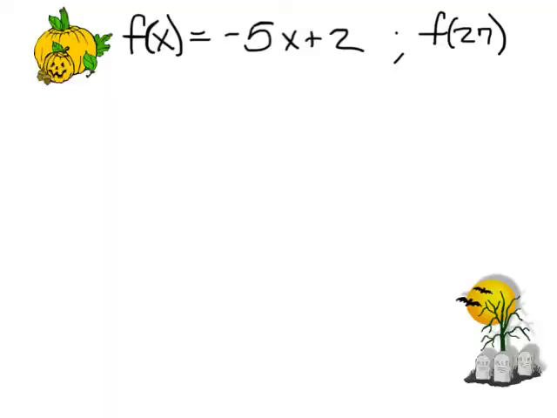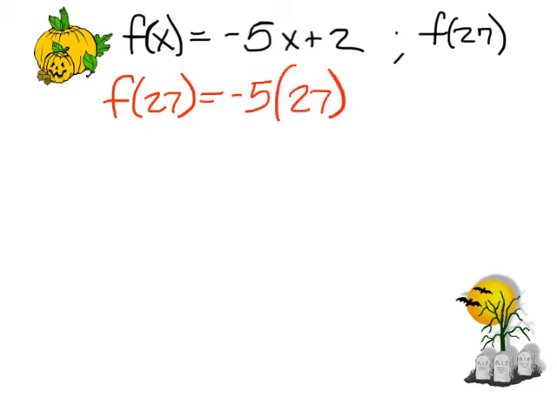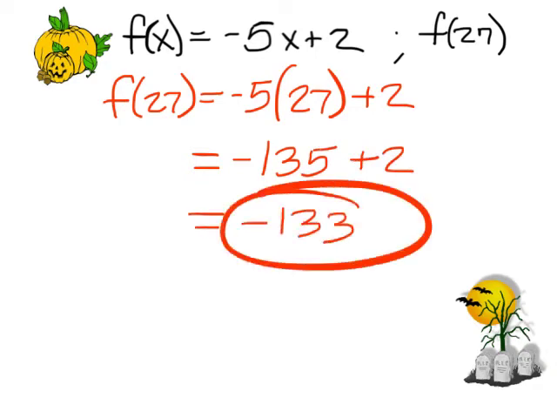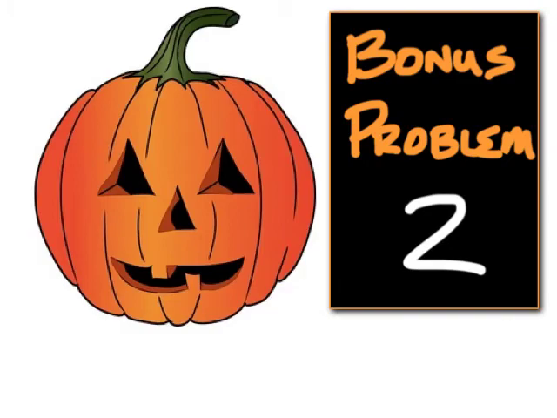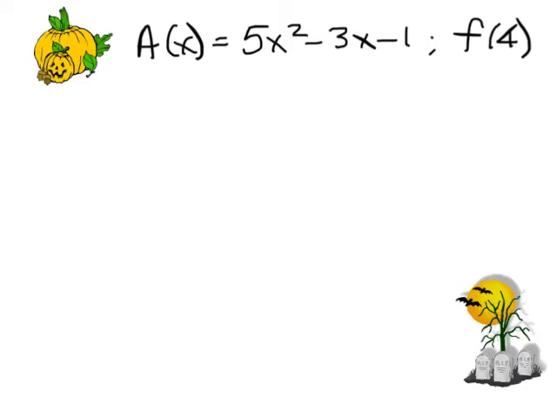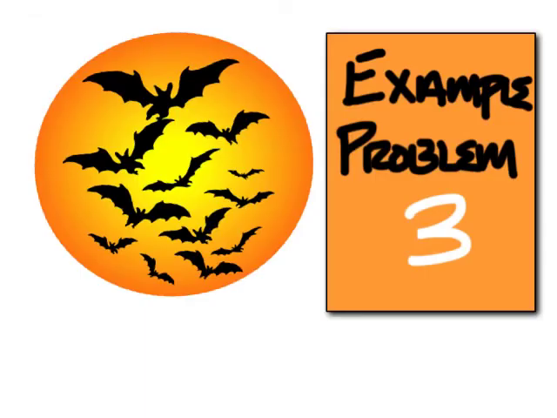Practice problem number 2. This is not an inverse, so you have to pay attention to whether or not the negative 1 is there or not. So this is simply f of 27 equals a negative 5 times 27, and then plus 2. So in this case, a negative 5 times 27 would be a negative 135, plus 2, that's a negative 133. Answer on the bonus should be 67.